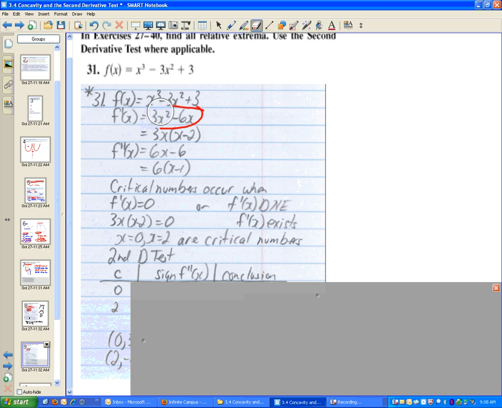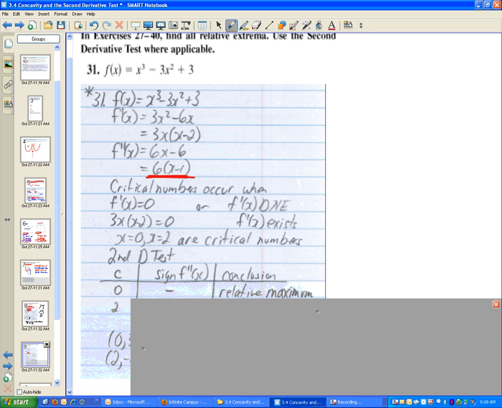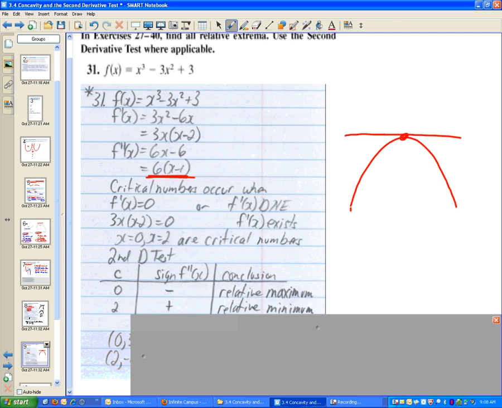So we go to the second derivative right here, and we plug in 0. When x equals 0, is the second derivative positive or negative? It's negative. When the second derivative is negative, when the first derivative equals 0, that's a relative max. Second derivative negative means concave down. Derivative of 0 means horizontal tangent line. That's a max. At 2, if we plug a 2 in here, our second derivative is positive.